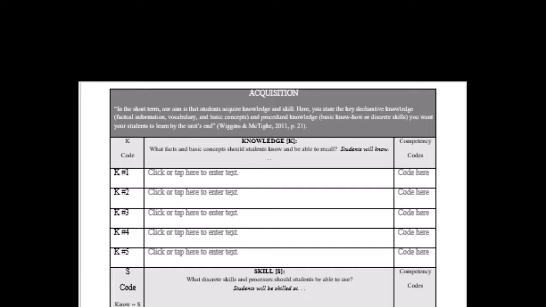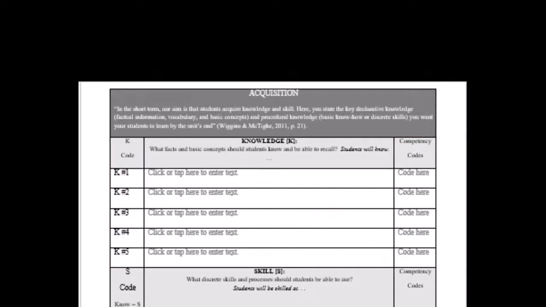Again, it's a 3-column structure. In the left column, you will put the knowledge code and structure it as K1, K2, K3, etc. In the center, this is where you put your knowledge goals here, so students will know, and then fill in the blank. And then again, in the right column, this is where you put the corresponding competency code from the standards and competencies section.